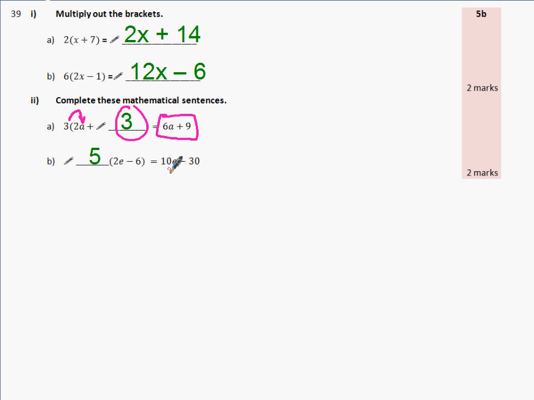Okay, what needs to be on the outside of the brackets so that if you times it by 2e, you get 10e, and if you take away 6 by that same number, you get take away 30. In other words, look, 2e times what makes 10e. Take away 6 times what makes take away 30? Must have been 5, right? So in which case our missing number outside the brackets is 5.